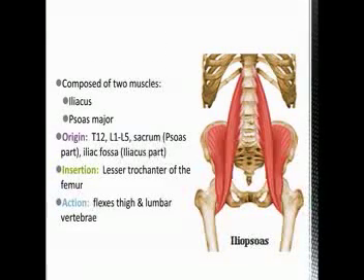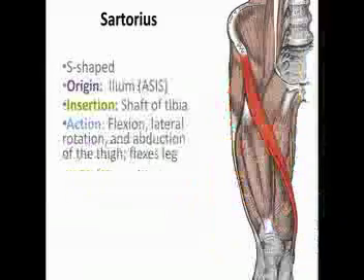The insertion point of this muscle, the iliopsoas muscle, is the lesser trochanter of the femur. Action of the iliopsoas includes flexion of the thigh and then the lumbar vertebrae as well. So flexion of the lumbar vertebrae.